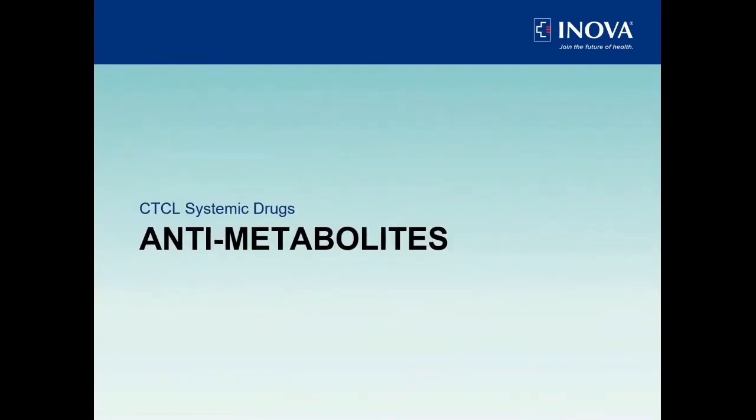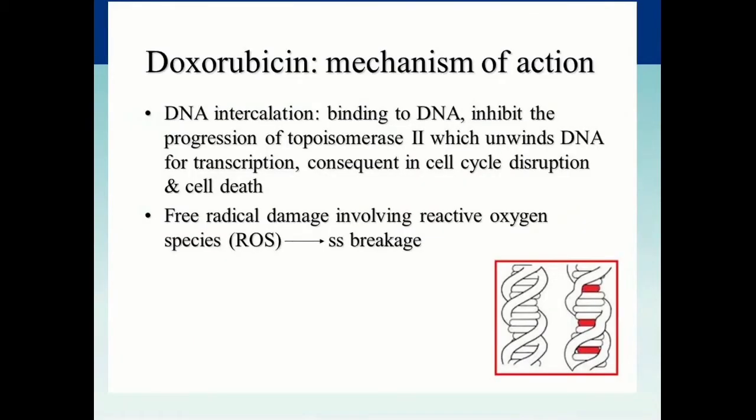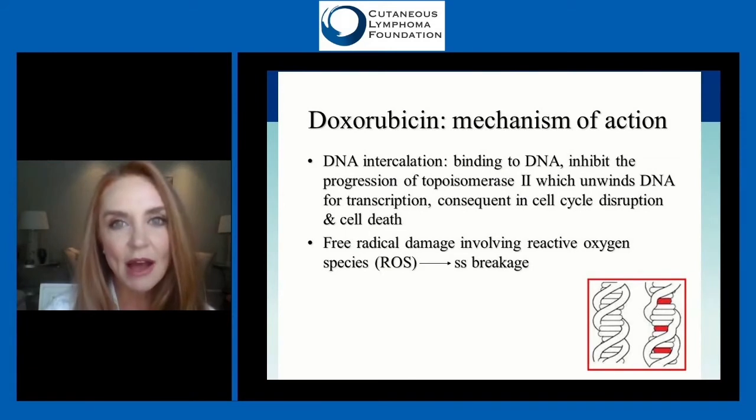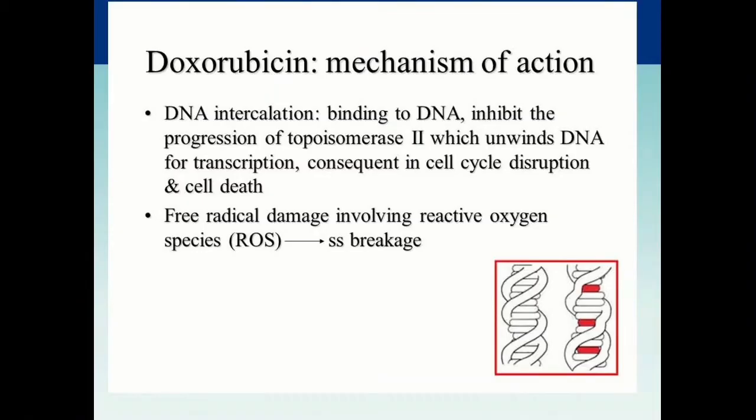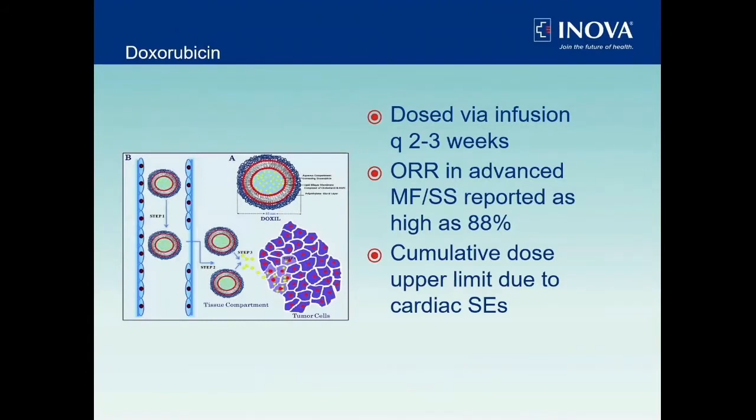Okay, now we'll move into systemic drugs called antimetabolites. And I'll kind of gloss over these because some of this stuff is very detailed and probably not all that relevant to a patient-based forum. But the first one that I'll discuss today is doxorubicin. And this is something that gets into the DNA and binds to it and basically causes the DNA double helix to break open and therefore kills the abnormal cells. It's given through an IV every 2 or 3 weeks, and the overall response rates in advanced stage MF and Sézary have been reported to be as high as 88%.